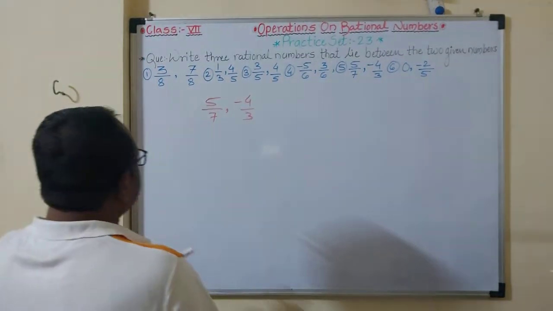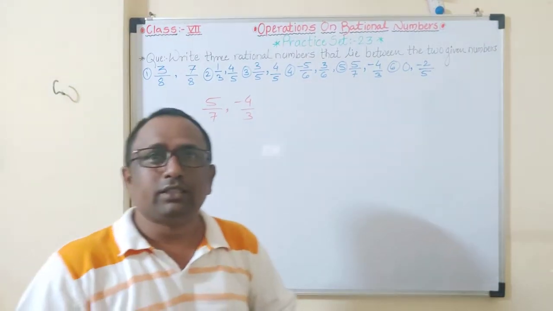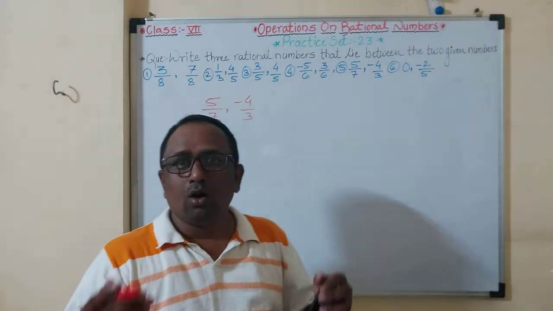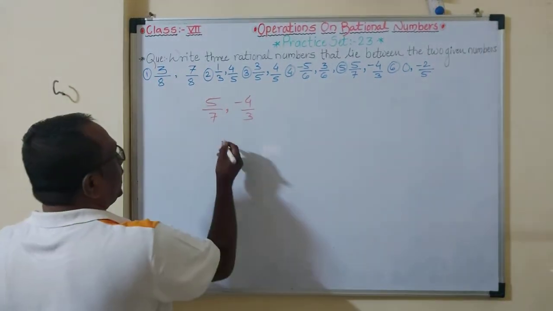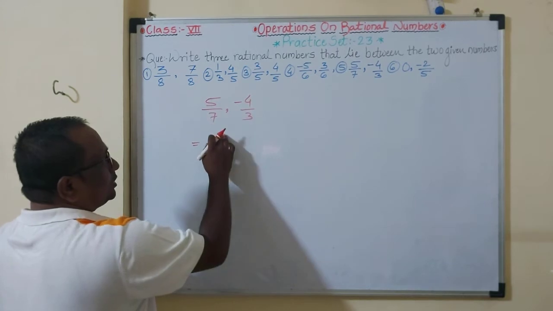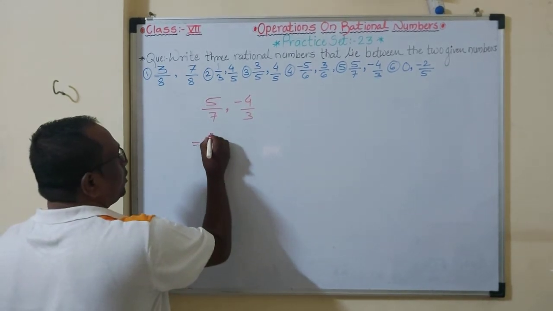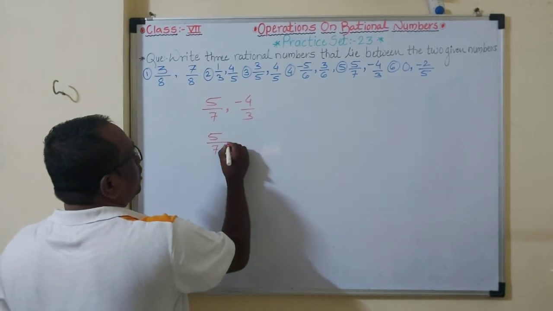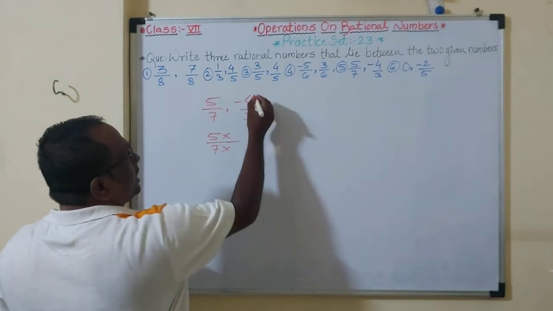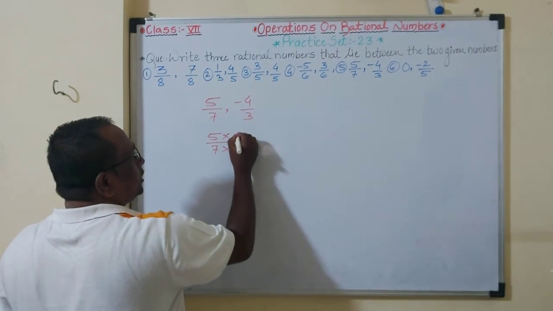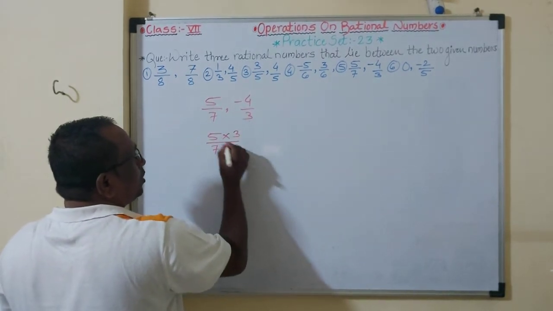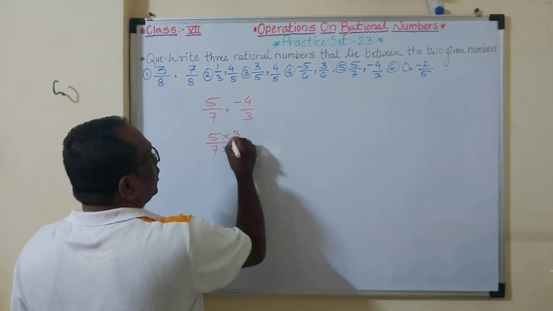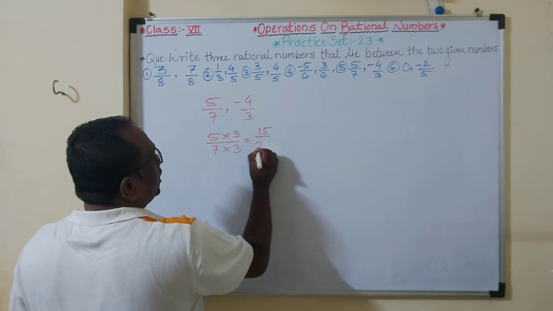Now see here. Again, 5 upon 7 and minus 4 upon 3. What do we do? First we have to make the denominators the same. So first write the first fraction, 5 upon 7. Then multiply the numerator and the denominator of the first fraction by the second fraction's denominator, that is 3. Then we get 5 3s are 15, 7 3s are 21.